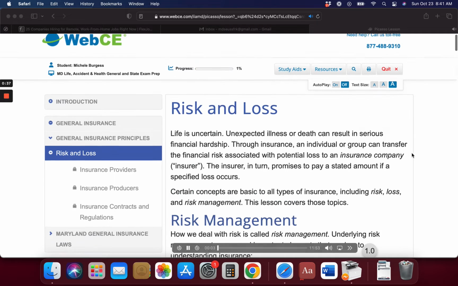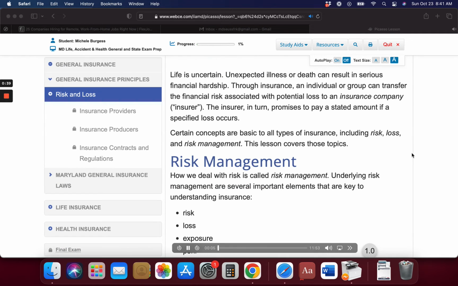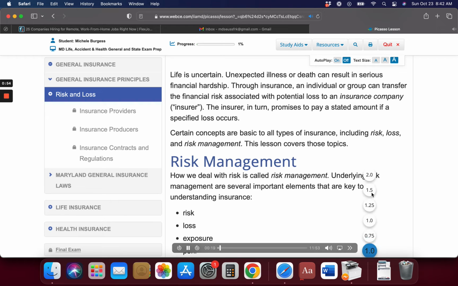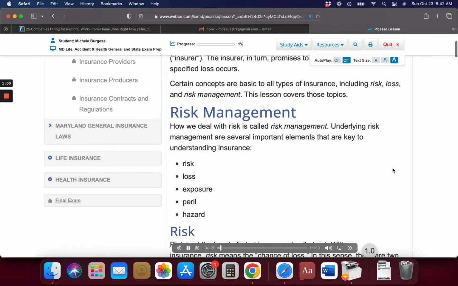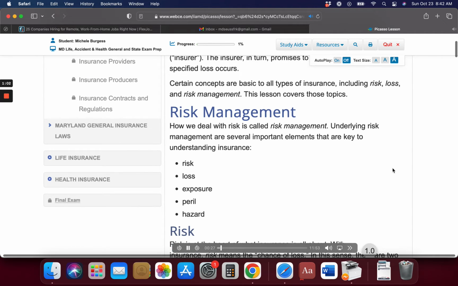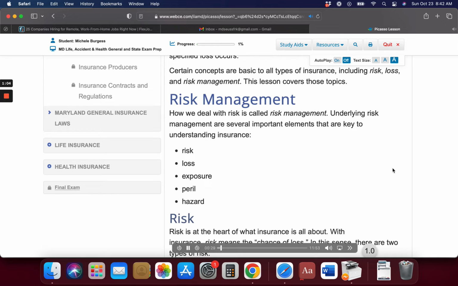Life is uncertain. Unexpected illness or death can result in serious financial hardship. Through insurance, an individual or group can transfer the financial risk associated with potential loss to an insurance company, the insurer. The insurer, in turn, promises to pay a stated amount if a specified loss occurs. Certain concepts are basic to all types of insurance, including risk, loss, and risk management. This lesson covers those topics.